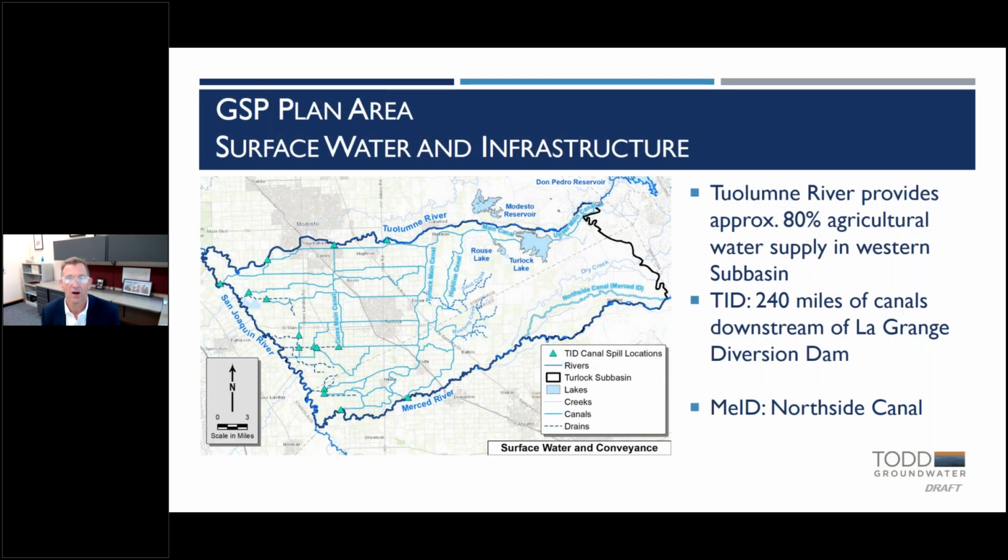We have to look at surface water supply and that infrastructure. In the West Turlock GSA, the Tuolumne River provides about 80% of the agricultural water supply. TID has about 240 miles of canals that come out of the La Grange Diversion Dam into Turlock Lake, and the distribution from there. And if you can see on the right-hand side, in the East Turlock GSA, there actually is a source of surface water supply from Merced Irrigation District through the North Side Canal.